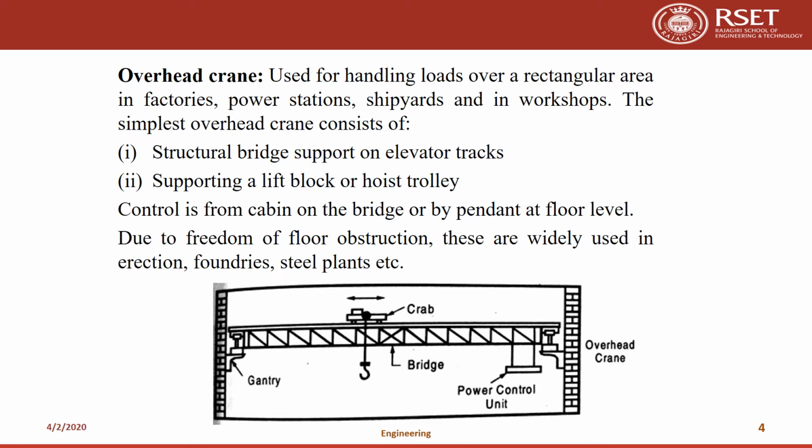The overhead cranes are used for handling loads over a rectangular area in factories, power stations, shipyards, and workshops. The simplest overhead crane consists of a structural bridge, supported on an elevated track, supporting a lift block or hoist trolley. The control can be from a cabin on the bridge or by a pendant at floor level. Due to the freedom from floor obstruction, these are widely used in erection, foundry, and steel plants.